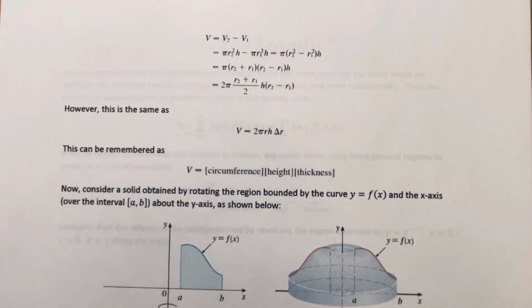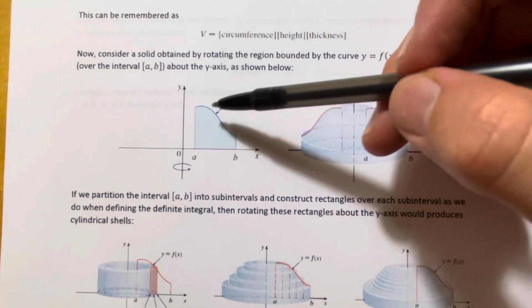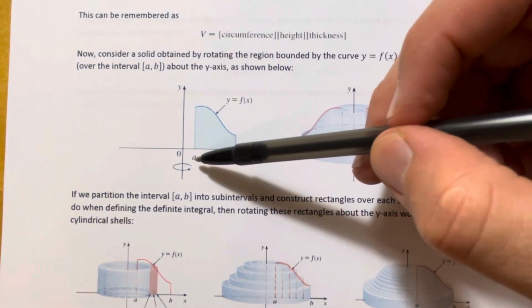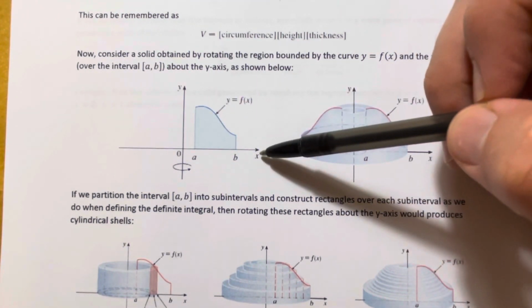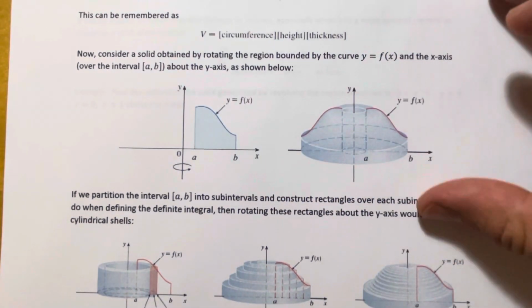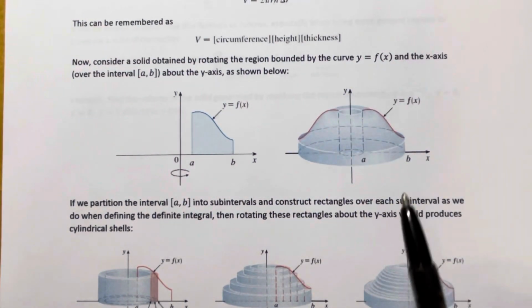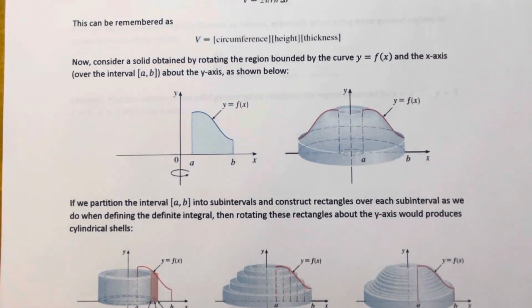Okay, so how are we going to use these cylindrical shells to come up with the volume of a solid of revolution now? Here is an example of another curve, y equals f of x, over some interval on the x-axis, a, b. This time what we want to do is rotate this not about the x-axis, but about the y-axis. You can see the arrow there indicating where we're rotating. If I were to rotate that about the y-axis, I'm going to get a solid of revolution that looks kind of like this right here.